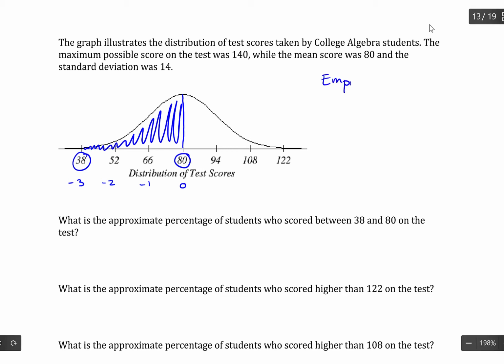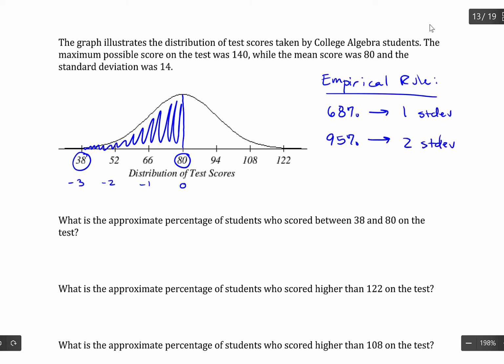So the empirical rule gives us a set of percentages to associate with how much data is between a number of standard deviations. So for instance, it says there's about 68% of the data within 1 standard deviation of the mean. There's about 95% of the data within 2 standard deviations of the mean. And about 99.7% of the data within 3 standard deviations of the mean.